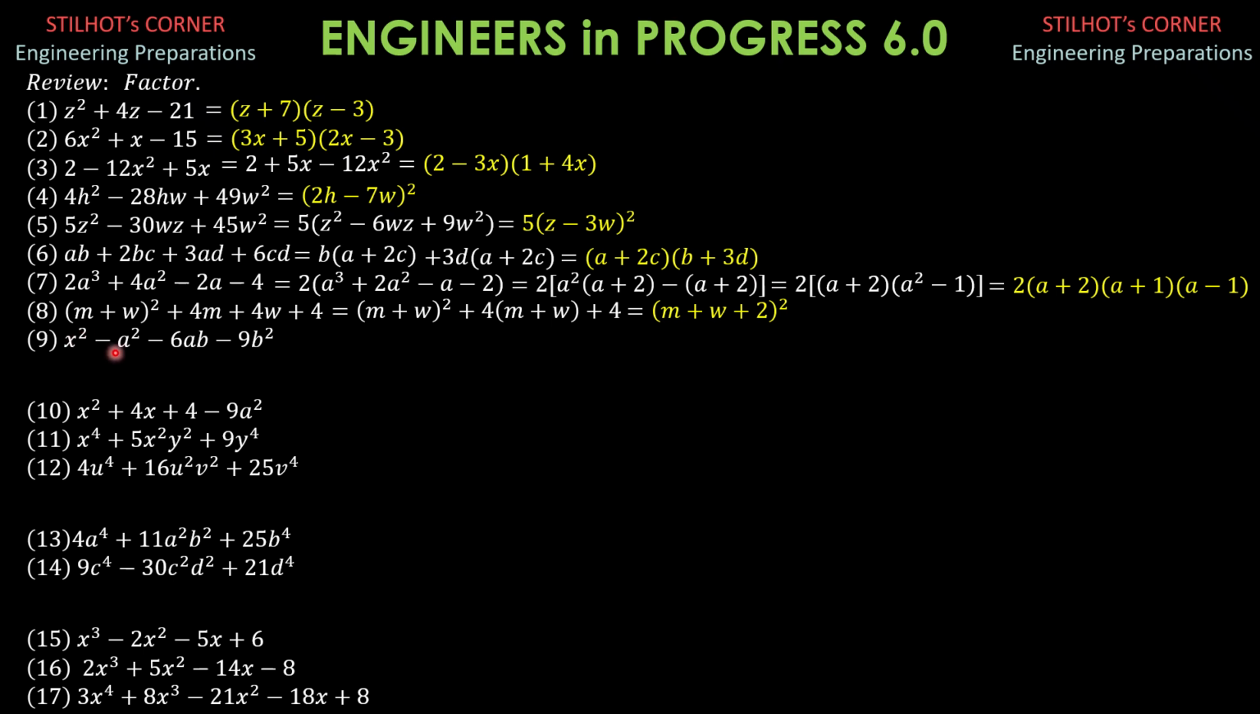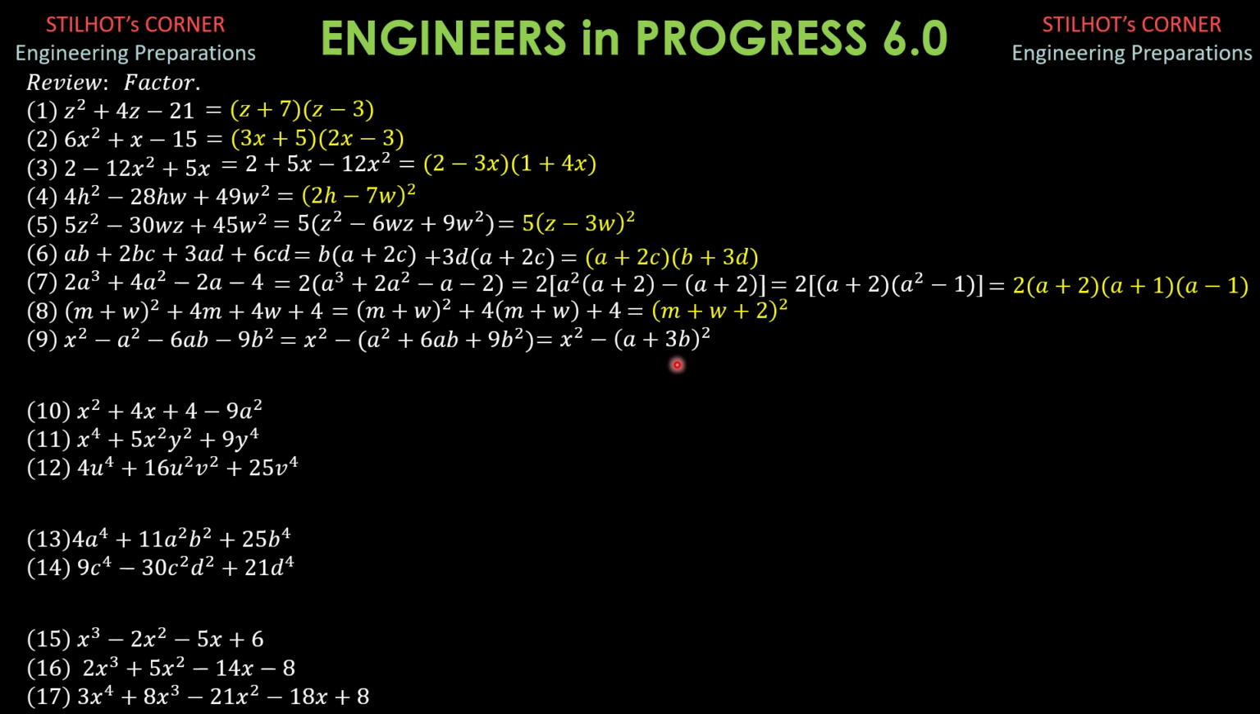These terms are terms of a perfect square trinomial, so we write this as x squared minus quantity a squared plus 6ab plus 9b squared. So again, this is a perfect square trinomial, a plus 3b quantity squared. So this is x squared minus quantity a plus 3b quantity squared.